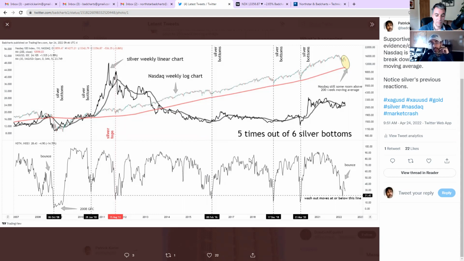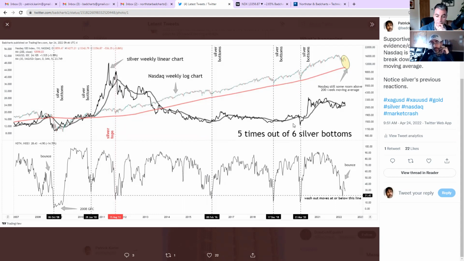Next time this happened, NASDAQ starts rolling over. That's December 18th. I think that was a reboot market crash or the Powell pivot, whatever you want to call it. NASDAQ bounces up. What does silver do? The bottom's put behind and it starts going upwards.